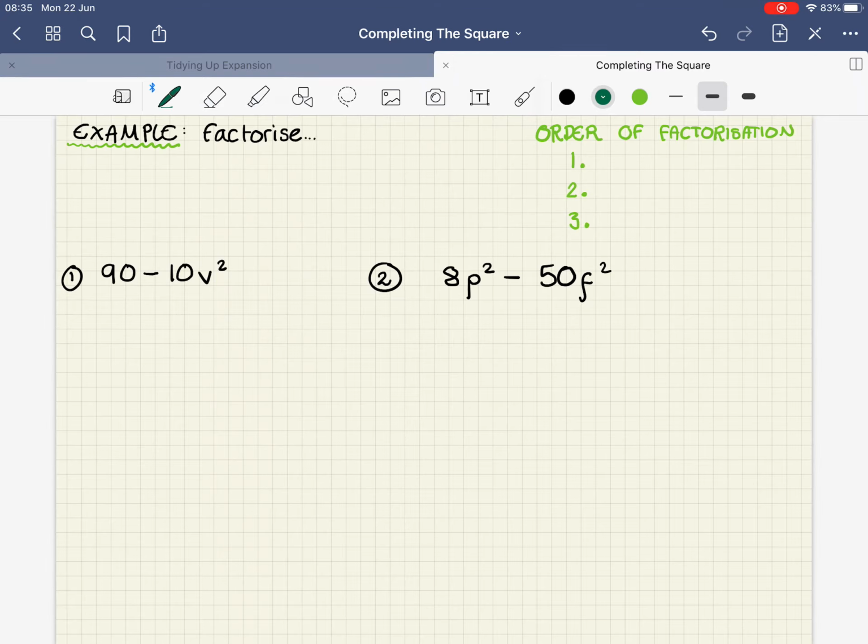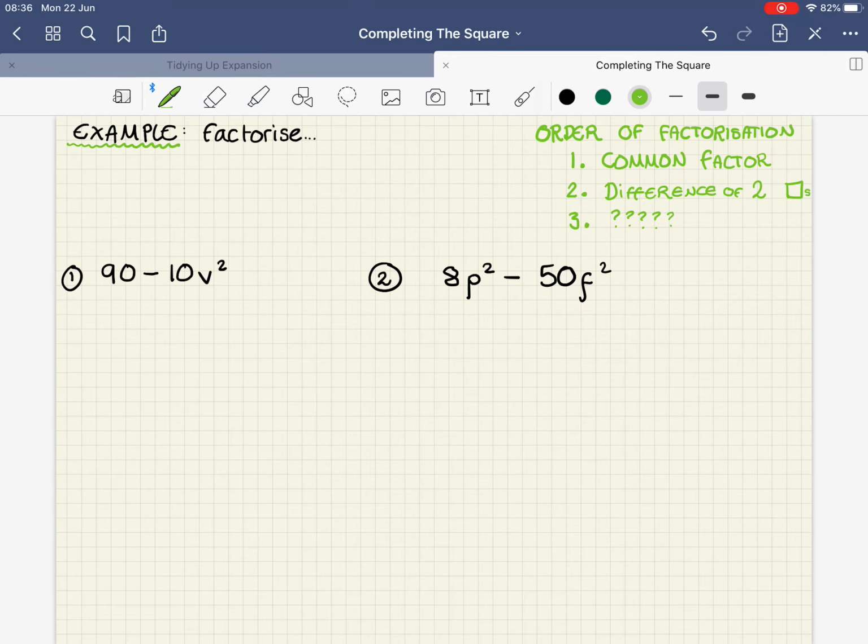So here we've got a little bit more complexity. Now we always have to keep in mind our order of factorization. Always, when you're being told to factorize something, look for the common factor. So remember, a common factor is where you have a single bracket and there is one thing that you can divide everything in that expression by. So we're going to take it out. Then we do our difference of two squares, which is what we've just been doing. And we'll come on to number 3 in the next video.